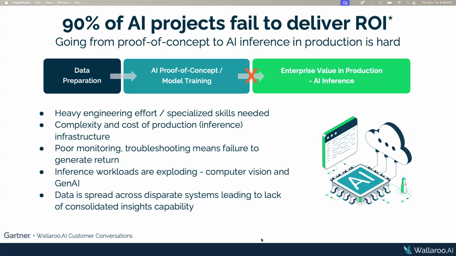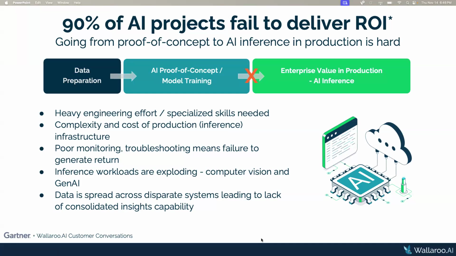This is based on data that was published by Gartner, but it really checks out with what we've seen talking with customers across different industries. And so we've spent a lot of time trying to figure out the reasons why these initiatives have a hard time making the leap from proof of concept to enterprise production grade inferences. And these are just a few of them.